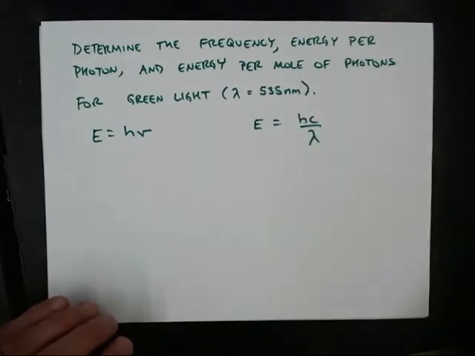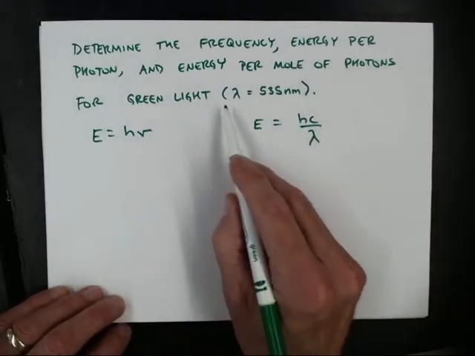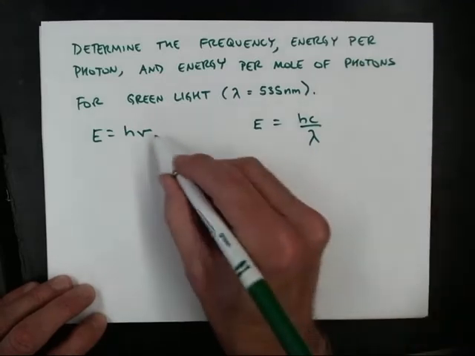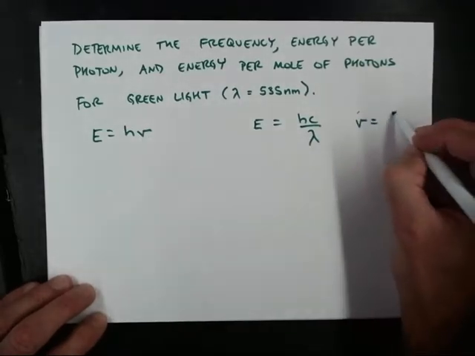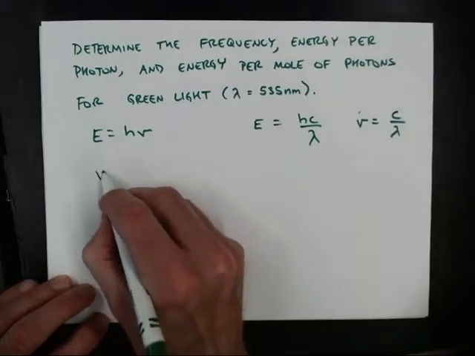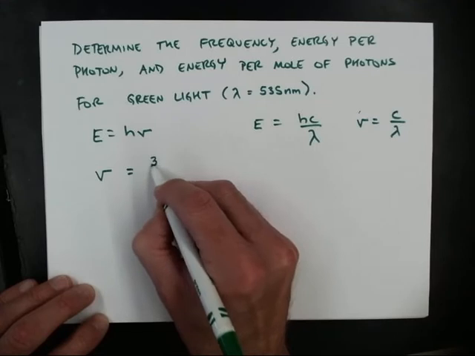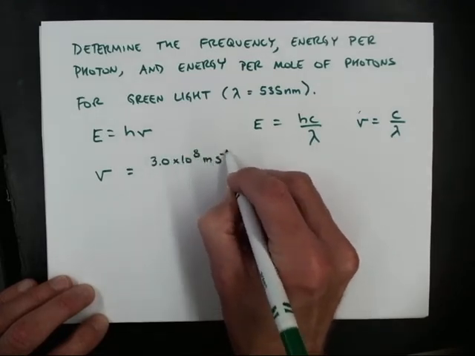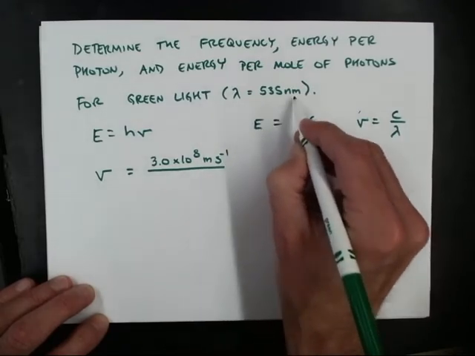First, we'll start with the frequency. So let's see, I want to find the frequency of green light. Well, we're going to actually have to use this equation, aren't we? We're going to have to remember that nu is c over lambda. And I'm going to write the frequency. That's going to be 3.0 times 10 to the 8 meter per second, and we're going to divide that by the wavelength.